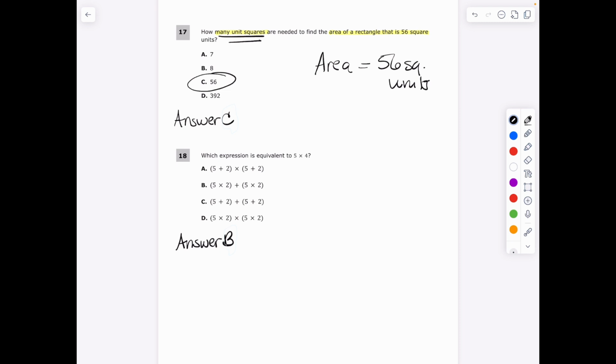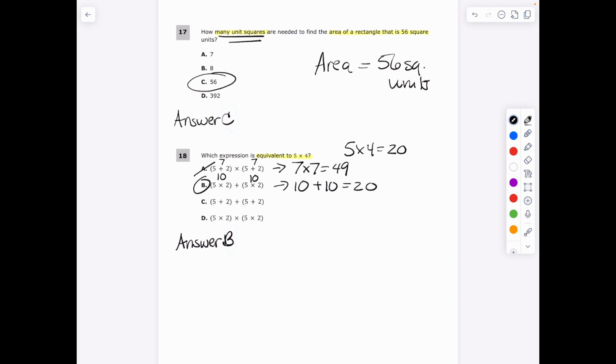Let's look at 18. Which expression is equivalent to 5 times 4? So we know that 5 times 4 is equal to 20. So I'm going to use order of operations to figure out which one of these is equal to 20. So I'm going to do what's in parentheses first. So with A, 5 plus 2 is 7, and 7. So this is the same as 7 times 7, which is 49. That is not equal to 20. All right, 5 times 2 and 5 times 2, that's 10. So this is 10 plus 10, which is equal to 20. So that's why B is the correct answer.